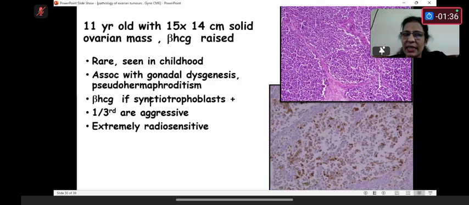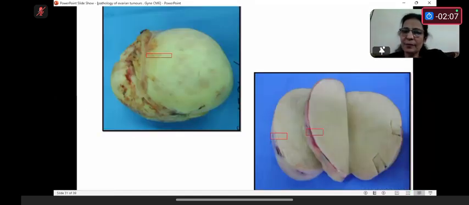So this is another case which is seen in an 11-year-old girl, and one found that beta HCG levels were slightly raised. Beta HCG levels were raised in this patient of dysgerminoma because syncytial trophoblastic cells can be present in the septa of dysgerminoma. So that should not take you away to think that this young girl is having a trophoblastic malignancy or a choriocarcinoma, because these patients with dysgerminoma are extremely radiosensitive and a small amount of HCG can be raised in these patients.